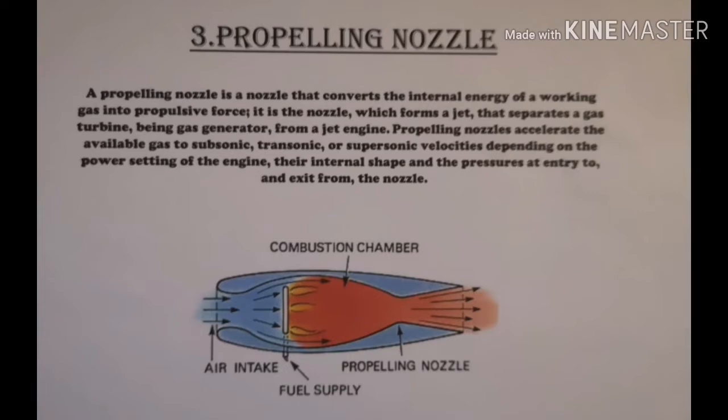Lastly, the propelling nozzle. A propelling nozzle is a nozzle that converts the internal energy of a working gas into propulsive force. It is a nozzle which forms a jet that separates the gas turbine, being the gas generator, from a jet engine. Propelling nozzles accelerate the available gas to subsonic, transonic, or supersonic velocities depending on the power setting of the engine, for example the internal shape and the pressures at entry to and exit from the nozzle.